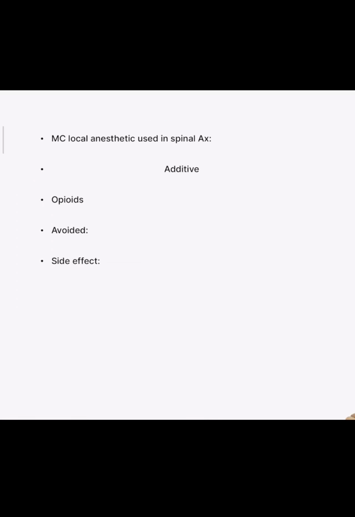Done. Okay, now guys, which is the most commonly used local anesthetic in spinal anesthesia? Our hero, that is bupivacaine. It is the most commonly used local anesthetic in spinal anesthesia, despite the fact that it is the most cardiotoxic. Now you must be wondering, when it is the most cardiotoxic, why are we using bupivacaine?